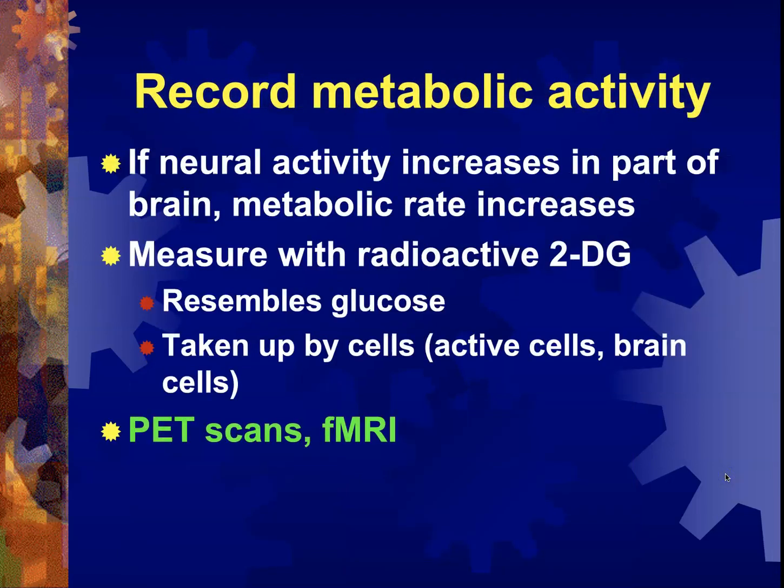Now, there's other technology we have that records the metabolic activity in the brain. So if neural activity increases in one part of the brain, the metabolic rate increases, is the assumption. And what you do in one version is you measure that with a radioactive 2-deoxyglucose, a radioactive dye. So it's similar to glucose, and glucose is taken up by active cells, active neurons in the brain. And so the assumption is that more active areas of the brain are going to take up this radioactive form of glucose, and then you could look at it and see, this is an active part of the brain. They must be doing X, Y, Z.